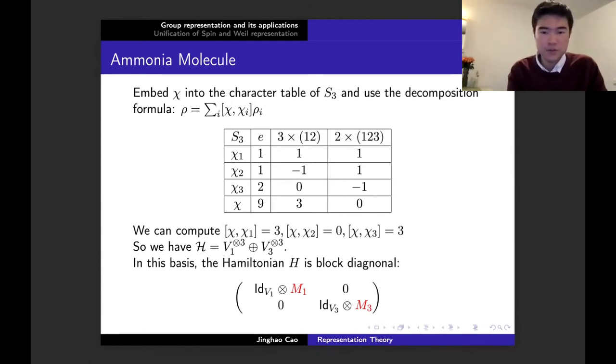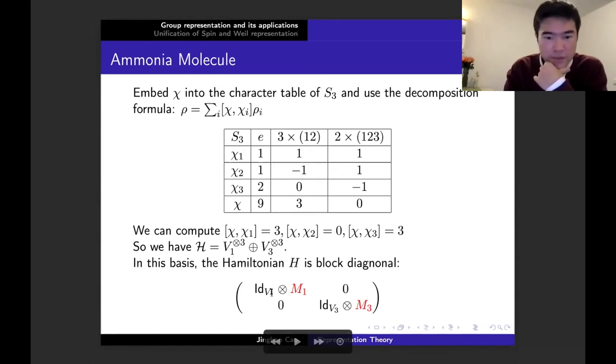And as a fact, we have the Schwarz lemma. It tells us that if a linear mapping commutes with a symmetry, with a representation, we can write it as an identity. So instead of writing a 9 times 9 matrix, we have the identity of V1, which comes from the Schwarz lemma, tensored with a matrix M1. And M1 is 3 by 3 because we have this multiplicity of 3. We also have the same for the identity of V3 times M3. So what's that? We can write it out. That's basically just a diagonal of M1, and a diagonal of M3.